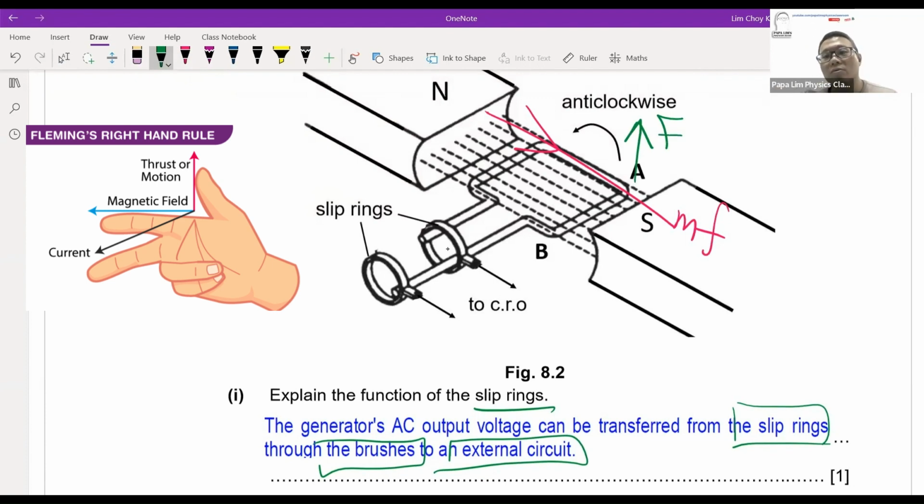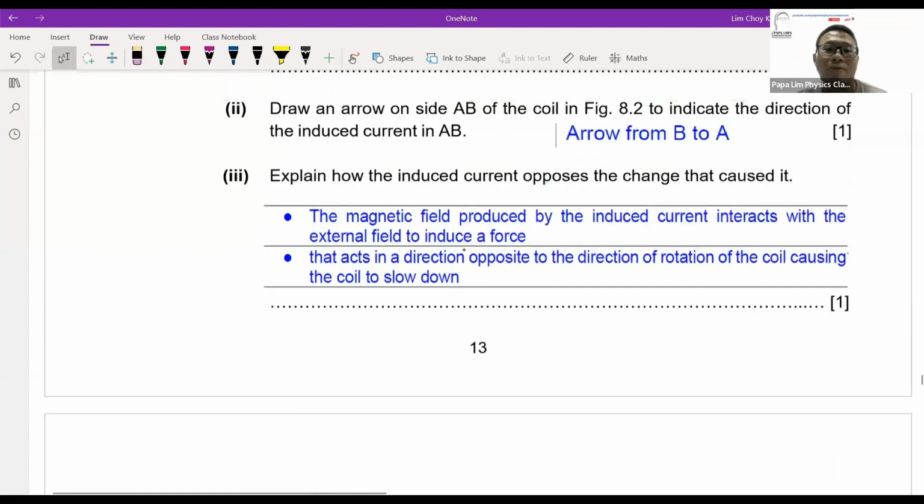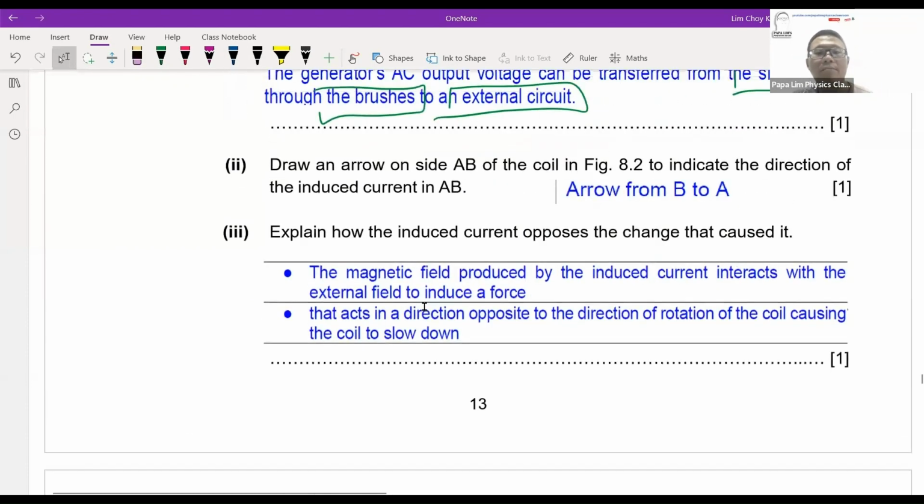If you use Fleming's right-hand rule, this will be the index finger, then this will be your thumb, and your middle finger will be the direction of the current itself. In this case, the middle finger will point in the direction of B to A. So you will find that the current flows from B to A. Quite easily done. Remember, it's Fleming's right-hand rule. Same thing as before.